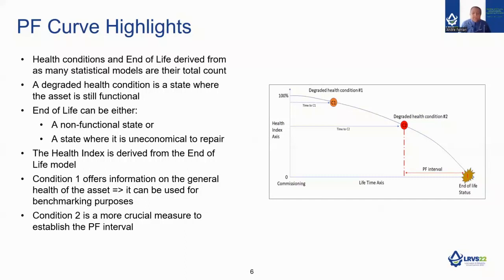As mentioned earlier, points C1 and C2 represent degraded conditions, but in those conditions, the asset is still functional. The point F, or end of life, is a state where the asset is not functioning, or it's in a state which doesn't make financial sense to repair. For example, if the failure rate is too high, that is too many failures occurring in a short interval of time, it does not make sense to repair the asset. It has reached a point in its life where the failure occurrences are cost prohibitive.